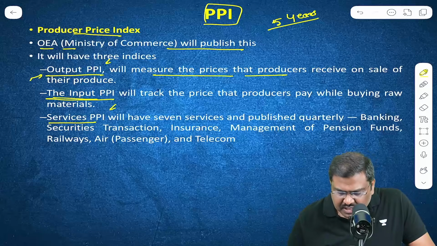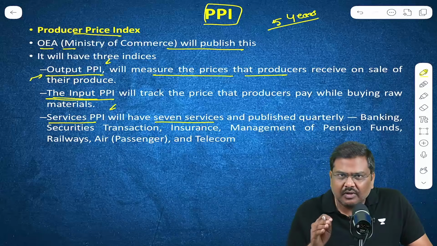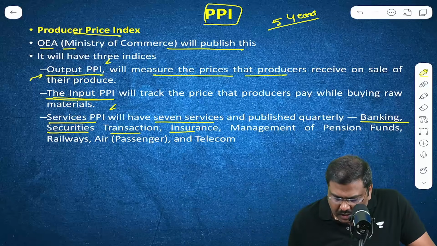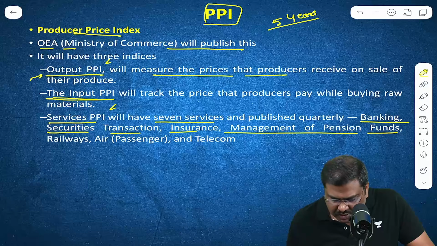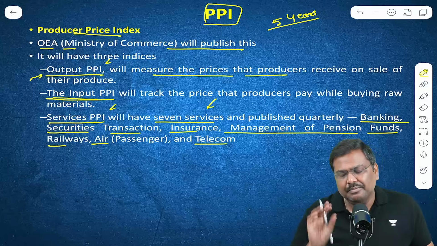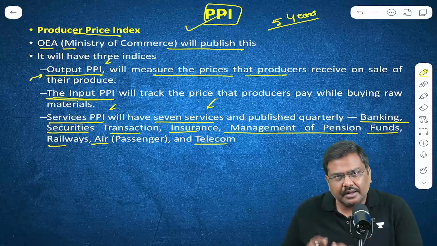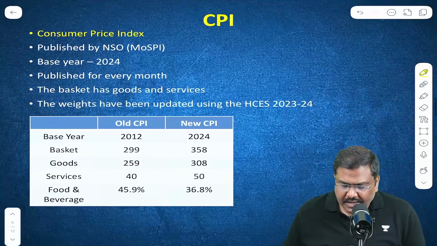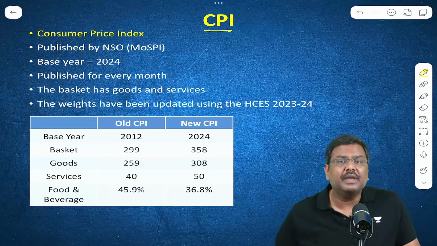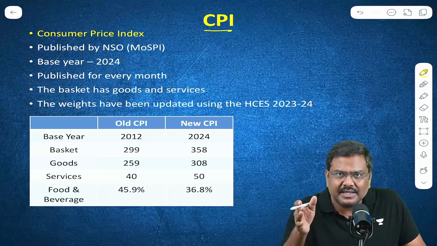And in case of Services PPI, right now it will cover seven services: banking, securities transaction, insurance, management of pension funds, railways, air, and telecom. And the changes in these will be measured and published. So this is a new indicator. Please be very careful.